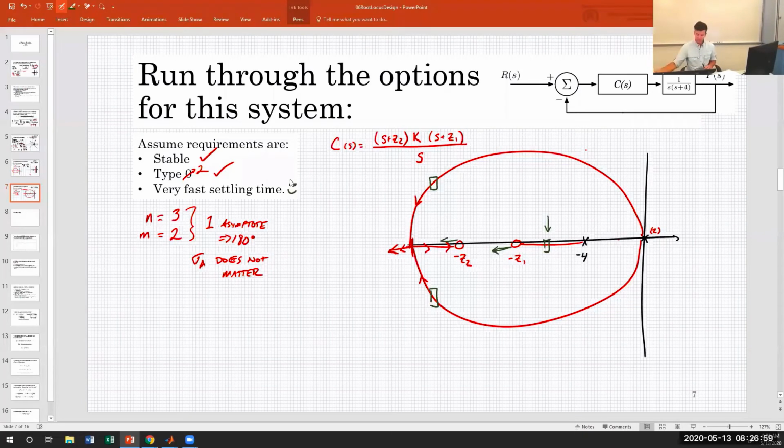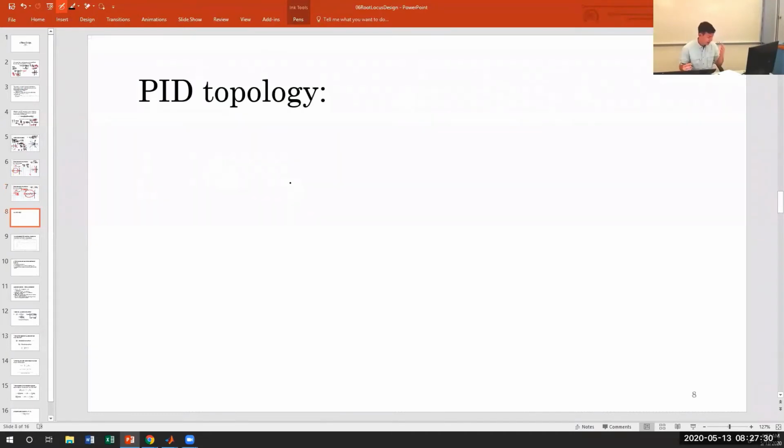Okay, so what we've landed on is a pretty handy form for the controller, which is a pole at the origin and 2 zeros and a variable gain. So I'd like you to keep that in your back pocket for just a minute. And I'd like to make a really cool connection. And that is, let's talk about PID controllers, or PID if you're feeling abbreviated.